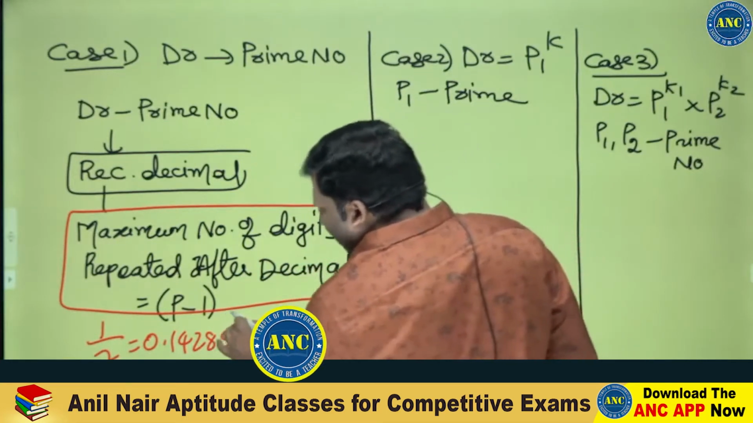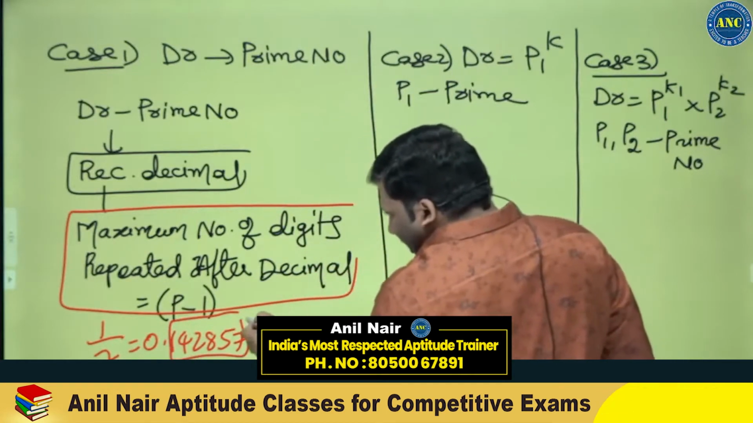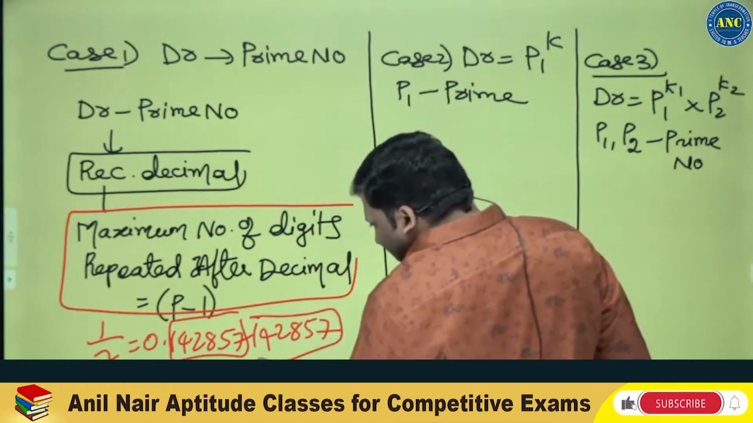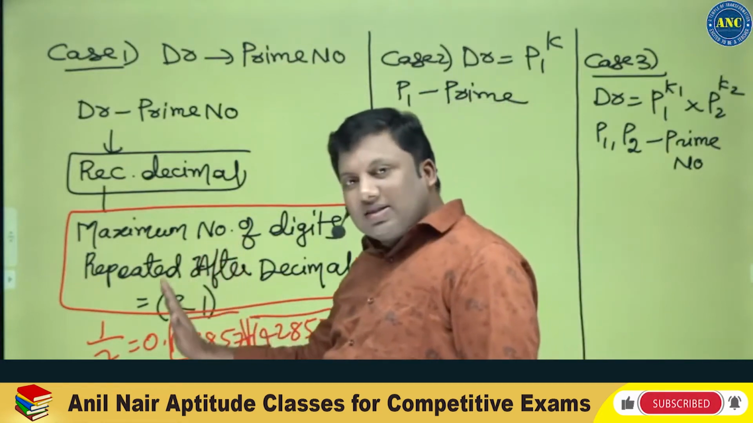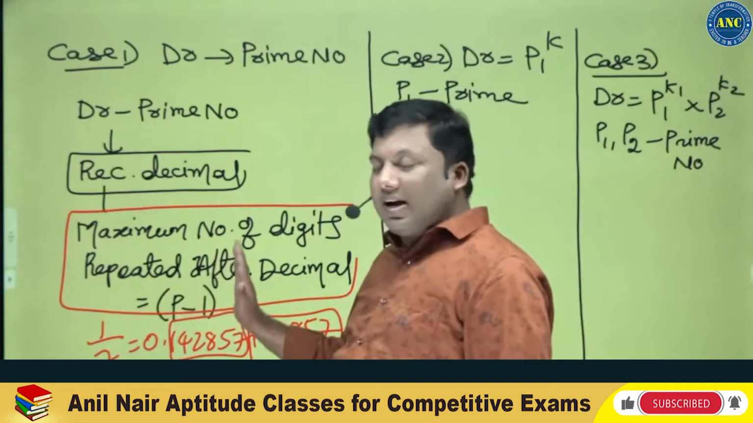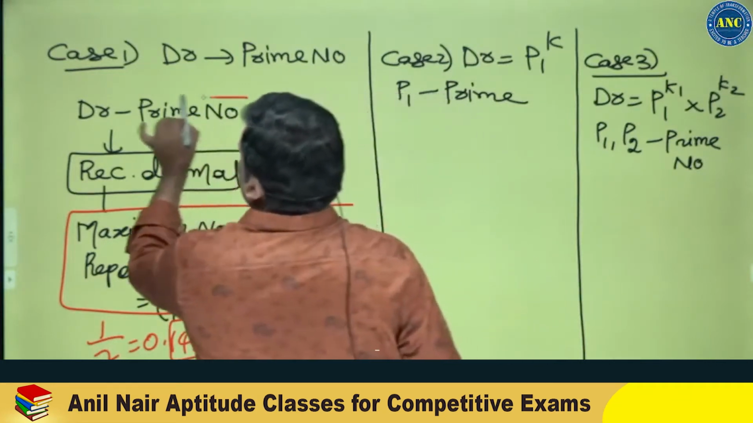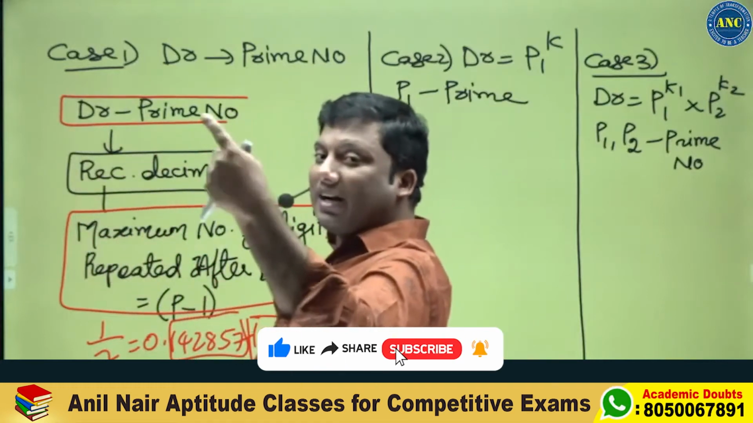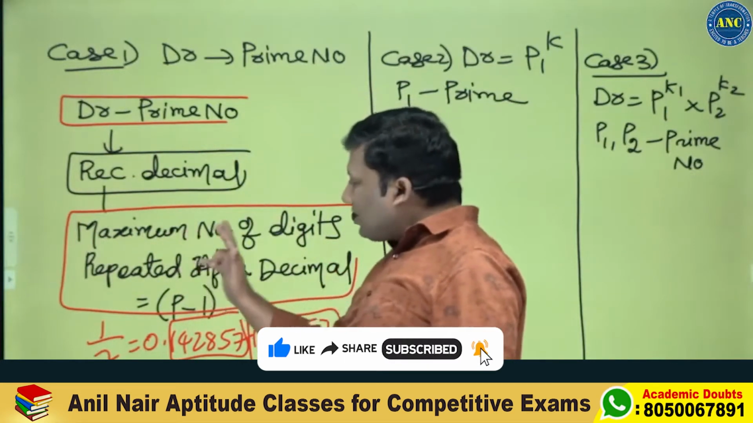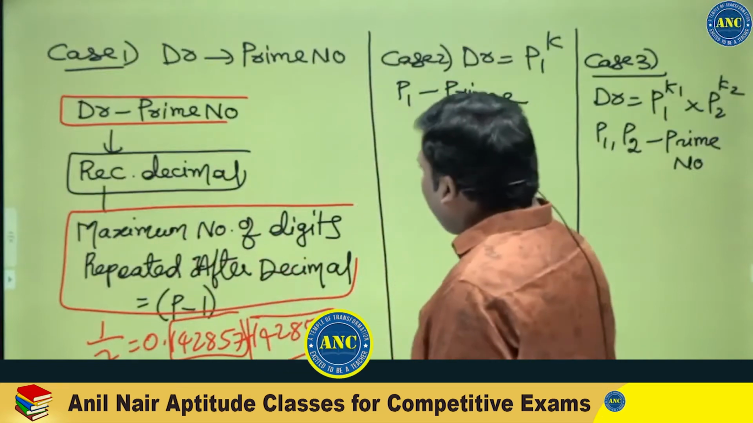142857. After the decimal, the maximum number of digits that get repeated in a block is 7 minus 1, which is 6. It can be less than that, but it can never be greater than P minus 1. This is how many digits will get repeated after the decimal. The maximum number of digits that get repeated after the decimal will be P minus 1.